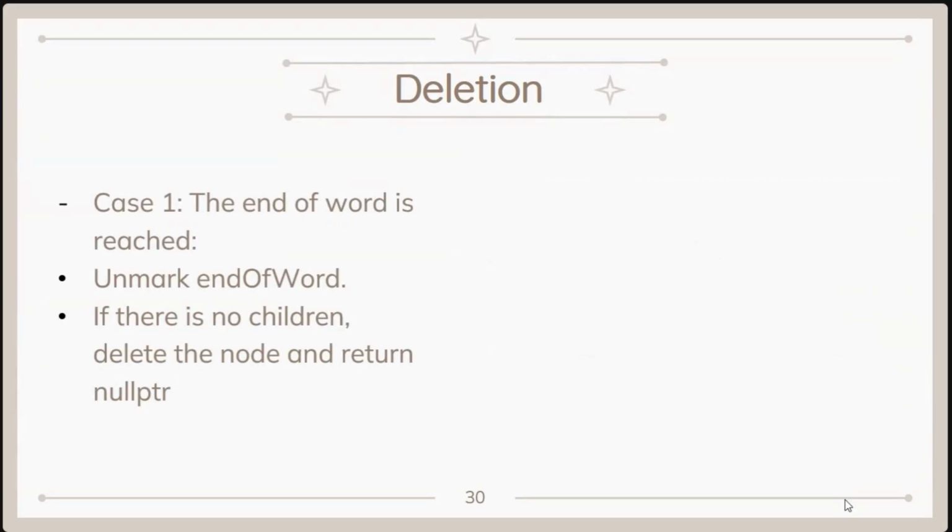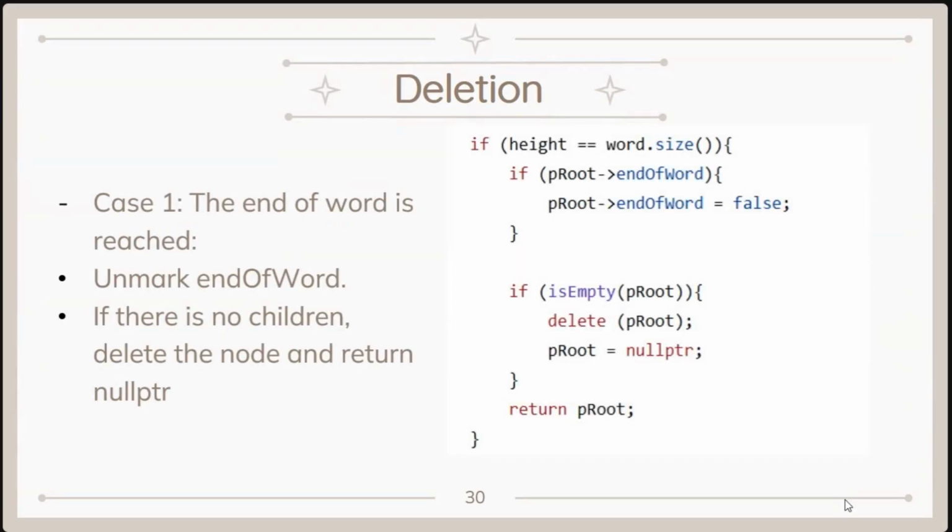The first one, we need to know if the end of word is reached. If it's not, we have it in the second case. But in the first case, if the end of word is reached, we just need to unmark it, and we check if there are no children, because as you know, a word can be a prefix of another word, so we need to check if there are children after this end of word node. If there is no child, we will delete it, but if there are children after it, we just need to unmark it as not the end of word anymore. It means that word no longer exists in the trie.